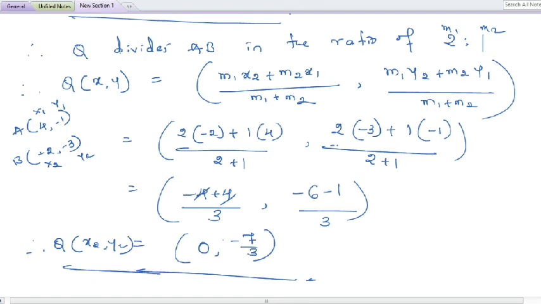Now, the third problem is similar. By referring to the textbook, you can solve it easily.